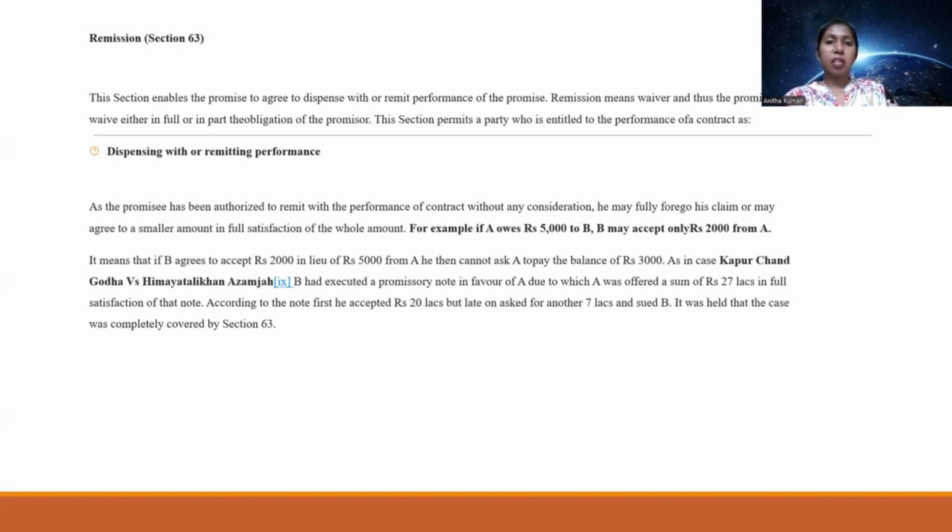So sometimes, see, you can't force the promisor to accept whatever the amount is given by the promisee. For example, as I told you, I have given 5,000 rupees to my friend. She has returned only 4,000. Either I can accept this, or I can sue her. Okay, it depends upon the person who is involved in the contract. So remission is a situation which depends on the promisor.